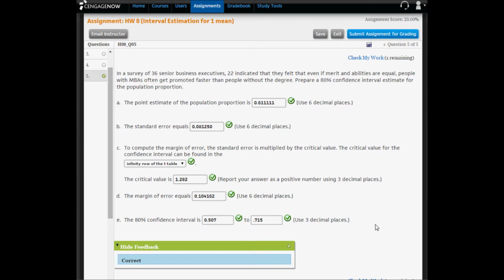So in summary, we are 80% confident that senior business executives who believe having an MBA helps people get promoted faster than people without the degree is between 0.507 or 51% to 0.715 or 72%.